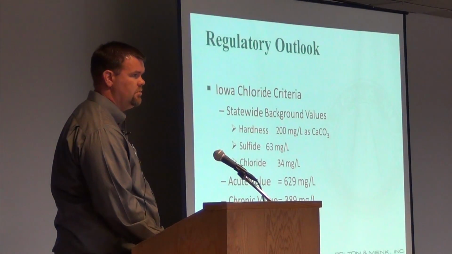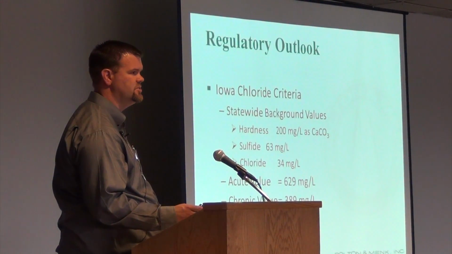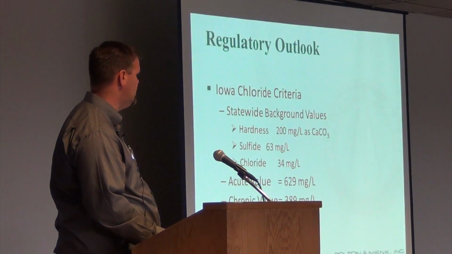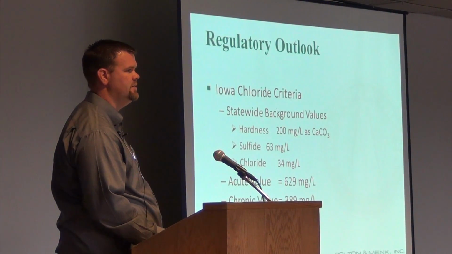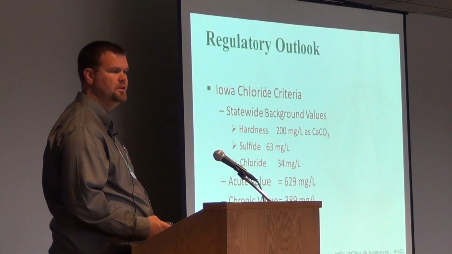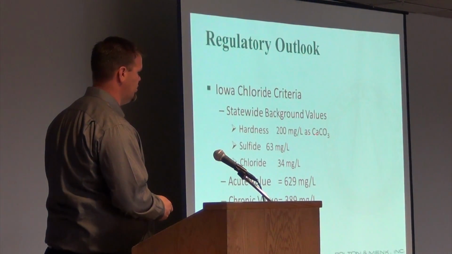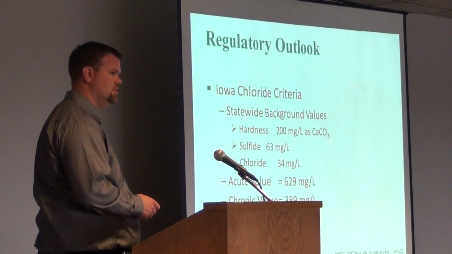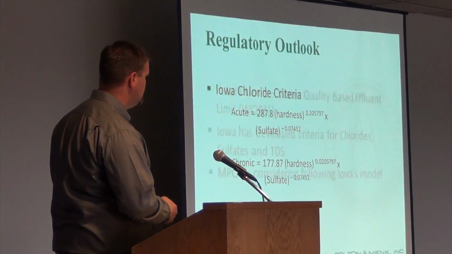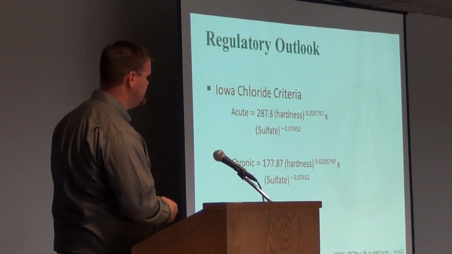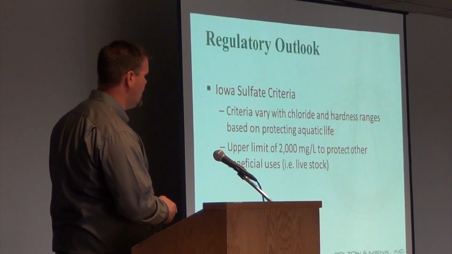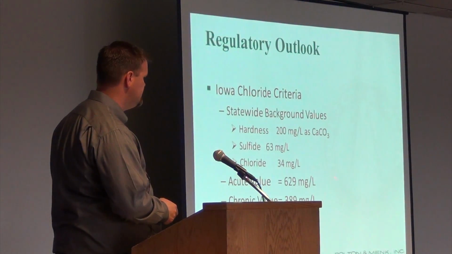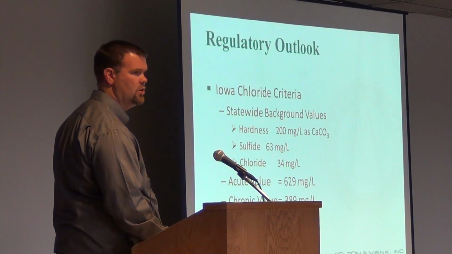So rather than have information on every receiving stream, every river, every ditch, all those different places that wastewater plants discharge to, Iowa developed what they call state background level values. Something that they feel is pretty indicative and common of the receiving stream in Iowa, and that is 200 milligrams per liter of hardness, sulfate is 63 milligrams per liter, and chloride is 34 milligrams per liter. So if you remember, this equation, sulfate is based on hardness and chloride. They gave the values to plug into those equations to come up with some statewide limits for chlorides.